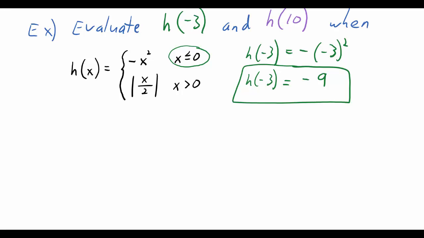To evaluate h of 10, we just need to plug 10 into the function named h. Well, 10 falls in this part of the piecewise function because 10 is greater than 0. So h of 10 will be the absolute value of 10 divided by 2. 10 divided by 2 equals 5, and the absolute value of 5 equals 5. So h of 10 equals 5.